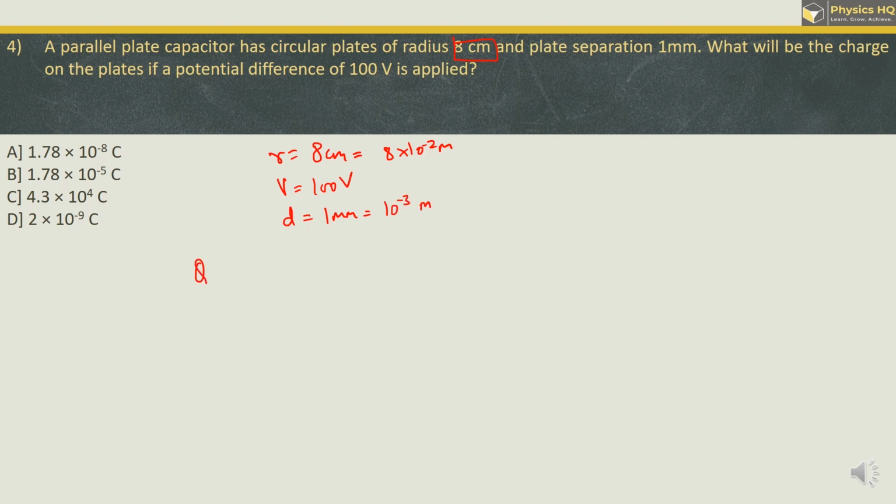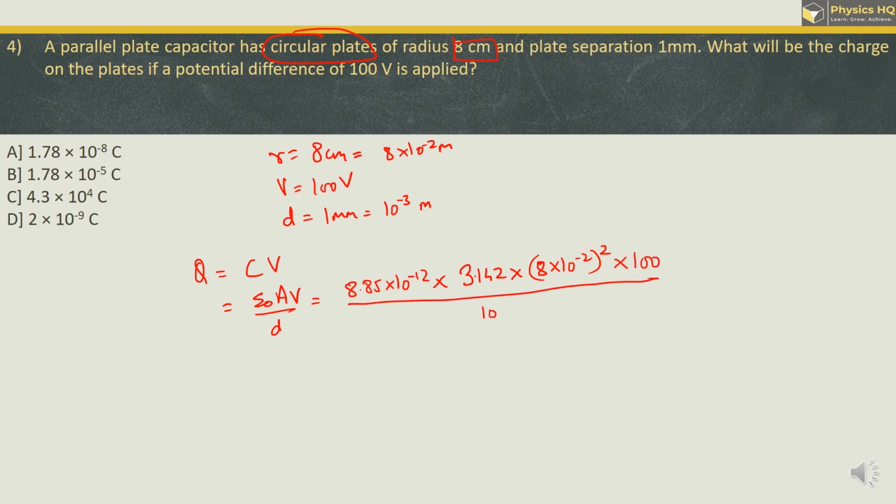Now the charge formula is given by C into V. C is capacitance, which is given by epsilon naught A by D into V. The value of epsilon naught is 8.85 into 10 raised to minus 12. The plate is circular, so the area will be pi r square. Pi can be written as 3.142. Radius is 8 into 10 raised to minus 2, the whole square, into voltage 100, divided by the separation, which is 10 raised to minus 3.